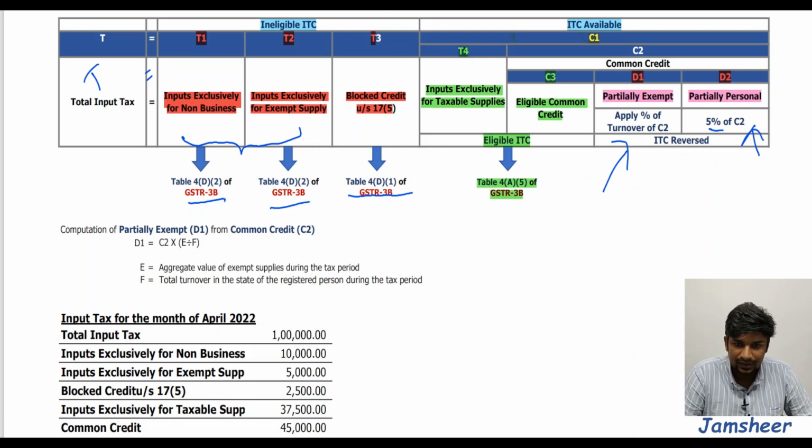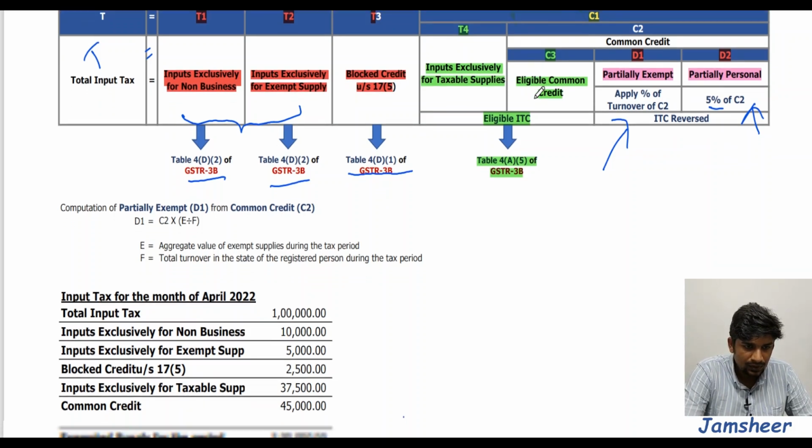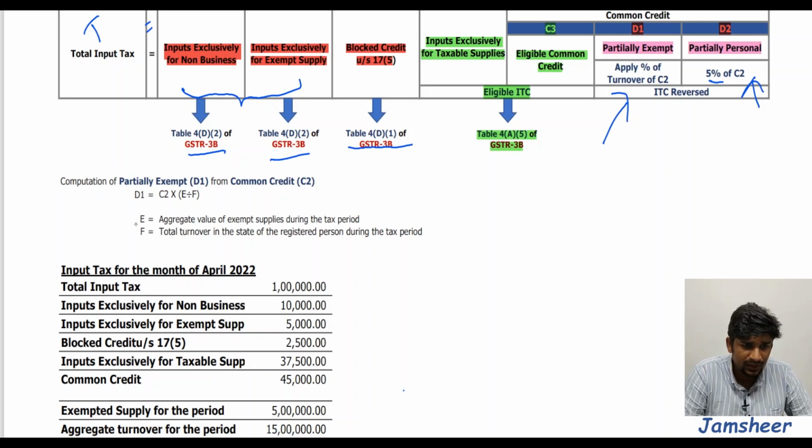So here is how. D1 is equal to C2 multiplied by E divided by F. E is the aggregate value of exempted supplies during the tax period, and F is the total turnover of the registered person during the tax period.